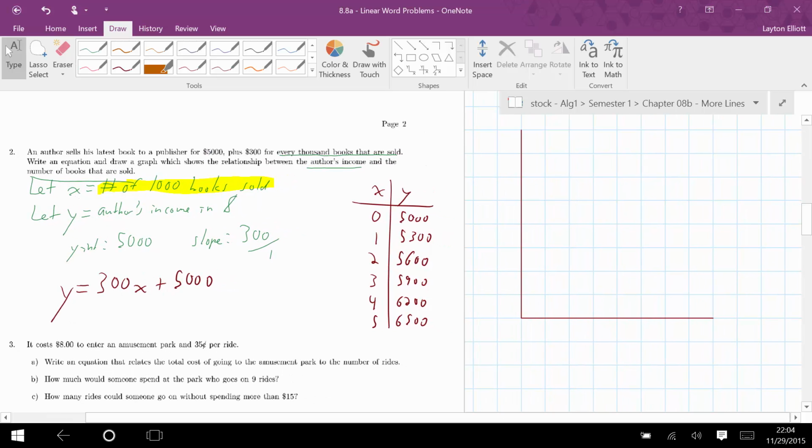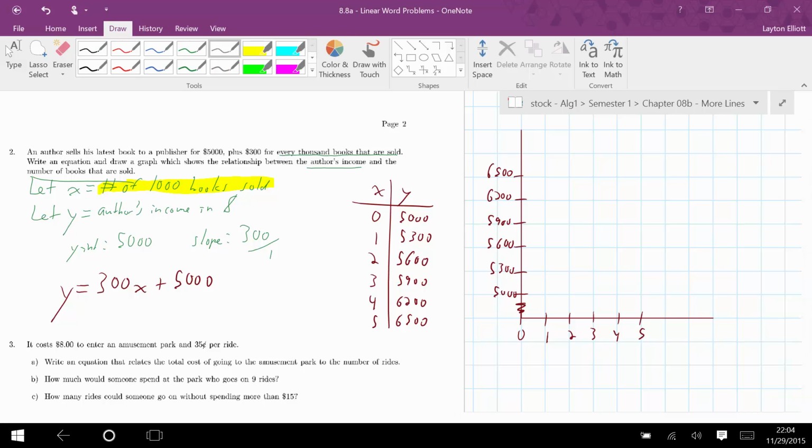And then I'm going to label my x-axis: 0, 1, 2, 3, 4, 5. And my y-axis, I'm going to skip over a bunch and start at 5,000, 5,300, 5,600, 5,900, 6,200, and 6,500. And then I'm going to label some points in a different color: 0, 5,000; 1, 5,300; 2, 5,600; 3, 5,900, and so on. And then we connect those.